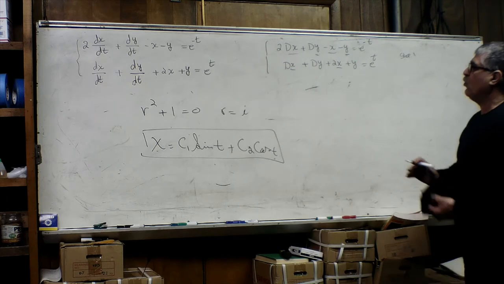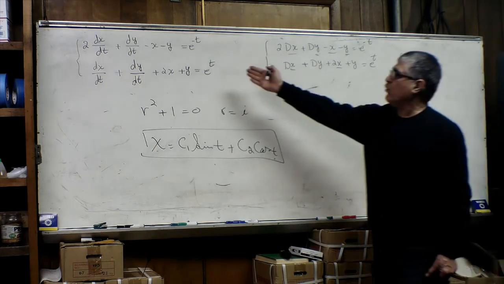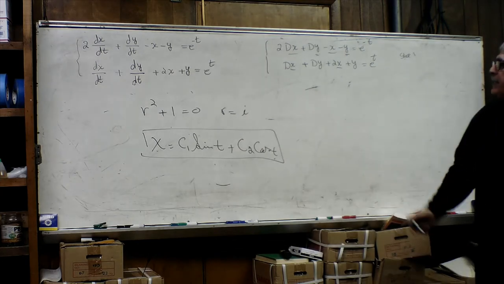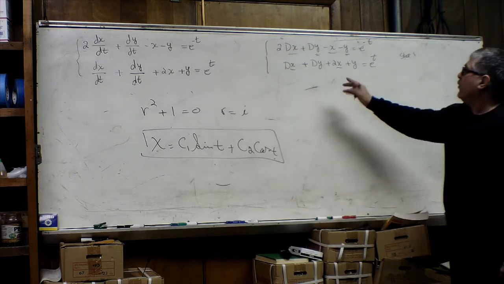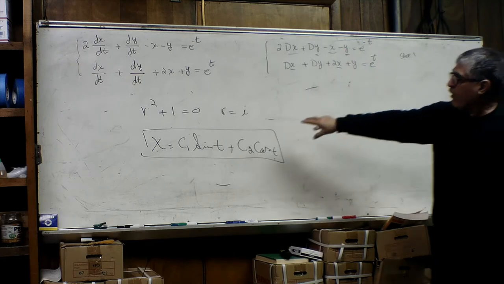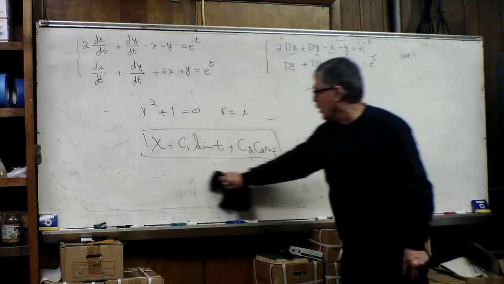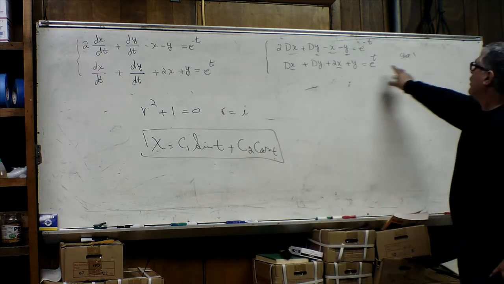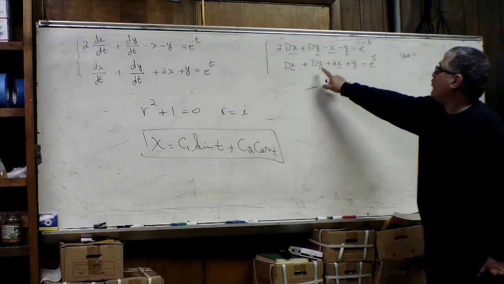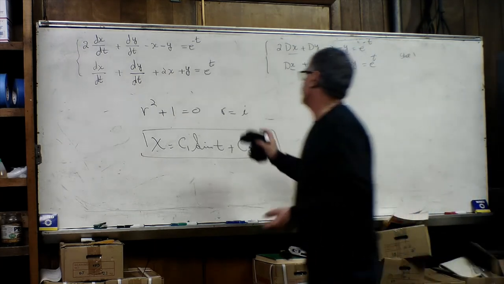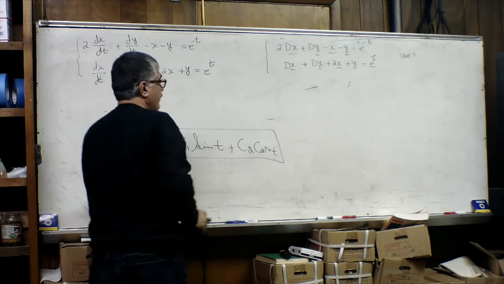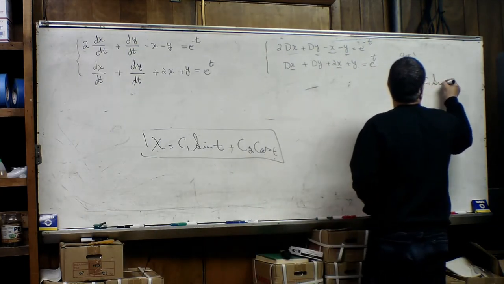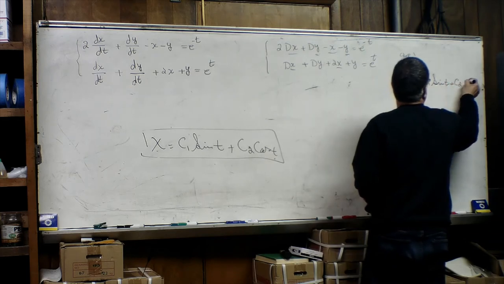So what we have done so far: in the first step, we wrote this equation in operator form, and then in the second step, we got rid of y and we solved the problem for x. Now the third step is, on this step one, we get rid of dy. So this is the value for our x. Let me write it here. x is c1 sine of t plus c2 cosine of t.